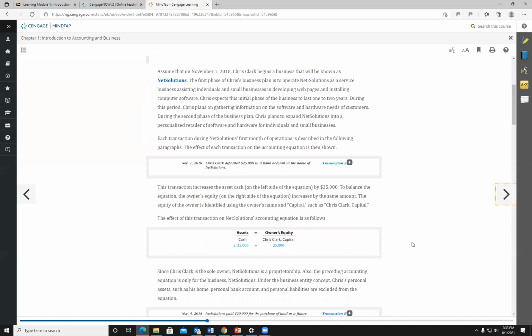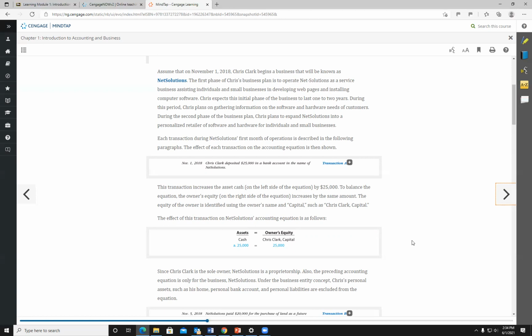A great example, again, is the purchase of land. But let's talk about another example, Chris Clark. Chris Clark begins a business known as Net Solutions, and we're going to be using Net Solutions as an example for the first 4 chapters. The first phase of Chris's business plan is to operate Net Solutions as a service business, assisting individuals and small businesses in developing web pages and installing computer software. Chris expects this initial phase to last 1 to 2 years. During this period, Chris plans on gathering information on the software and hardware needs of customers.